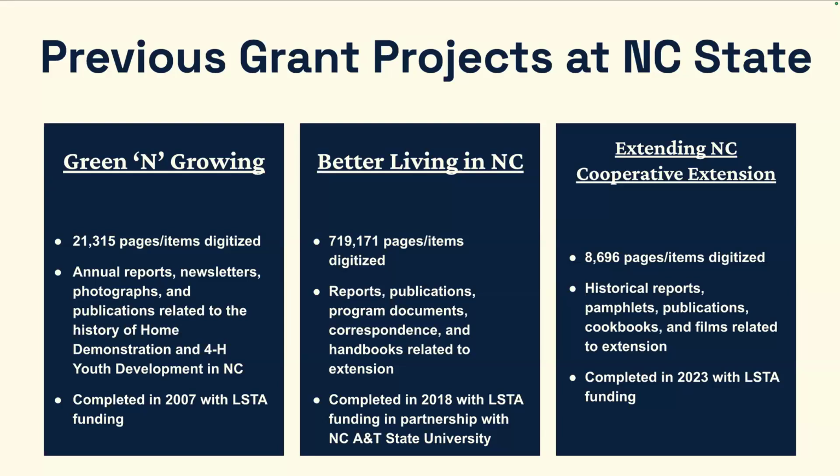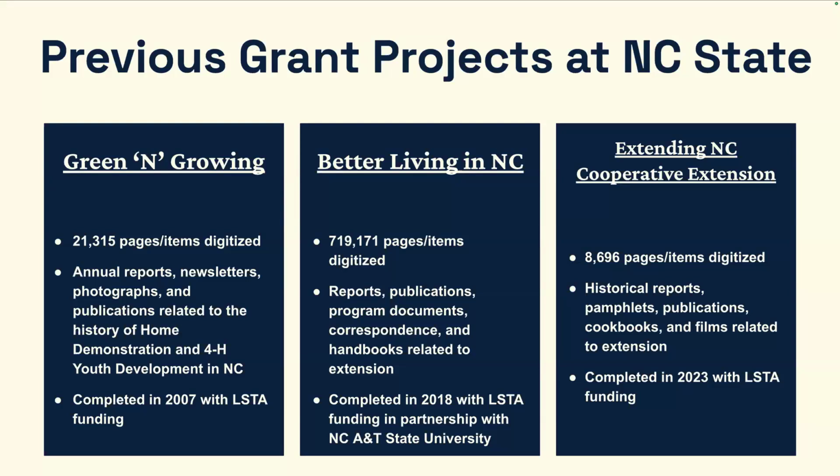Its focus was materials related to advances in agriculture over the 20th century and then their economic impact in North Carolina. And then most recently, in 2023, we have the Extending North Carolina Cooperative Extension History Project. This project is the direct precursor to 3X, and it was called 2X for Extending Extension. Over 8,500 pages were digitized for that project.